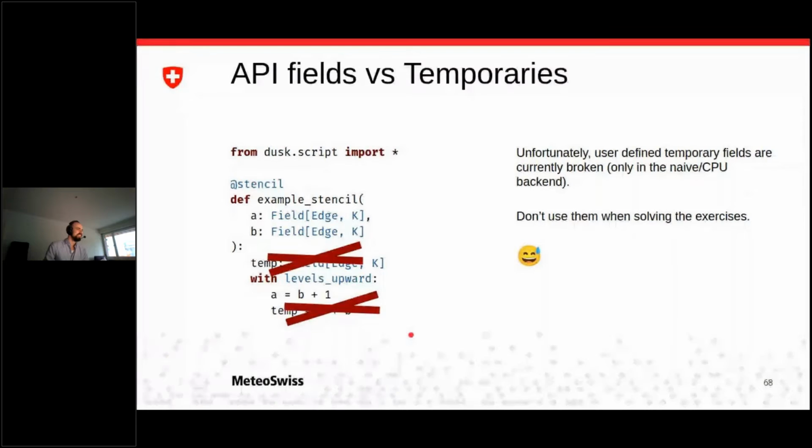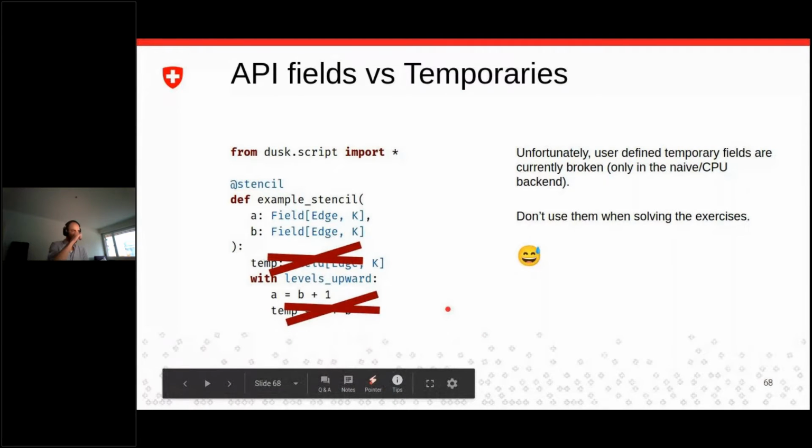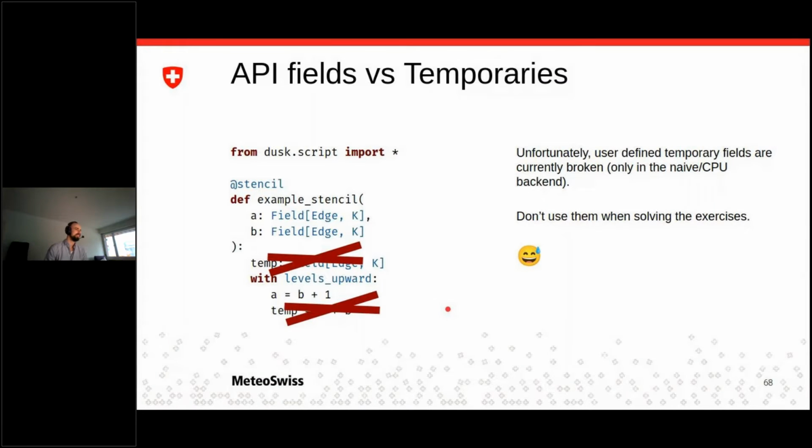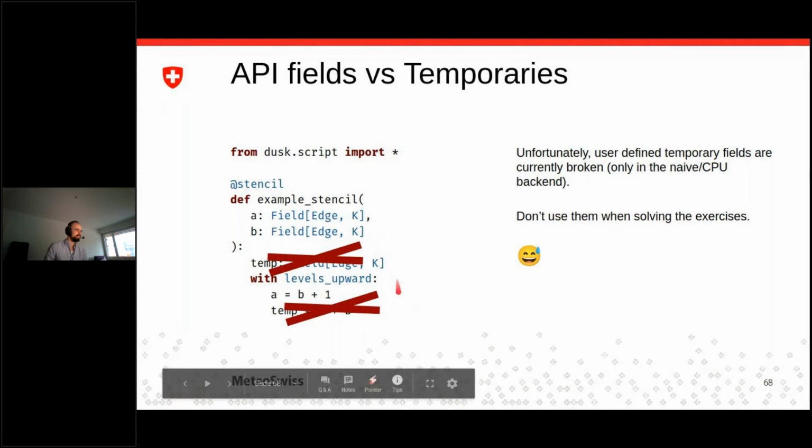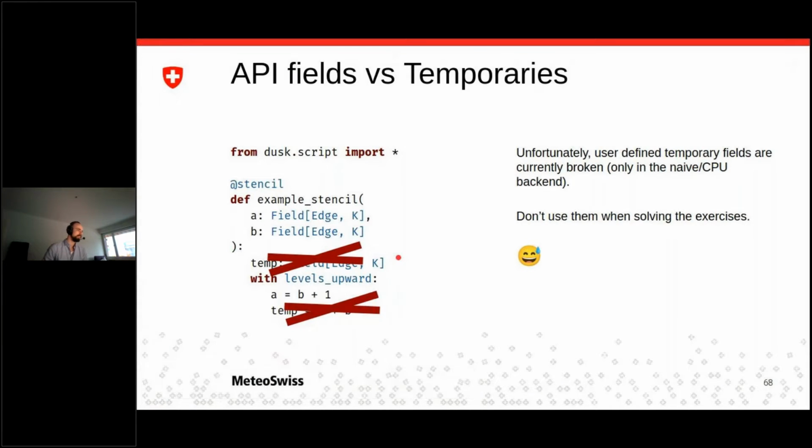After having said so much, I also need to say you cannot use them in the exercises. Please don't use them. There's a small bug in the naive CPU backend, and you will do the exercises with this backend, so because of this bug, you cannot use them. Don't use them because you will get C++ errors. It's a bit unfortunate to have talked so much about this and then not allow you to use it, but the exercises should be very much solvable without temporaries.